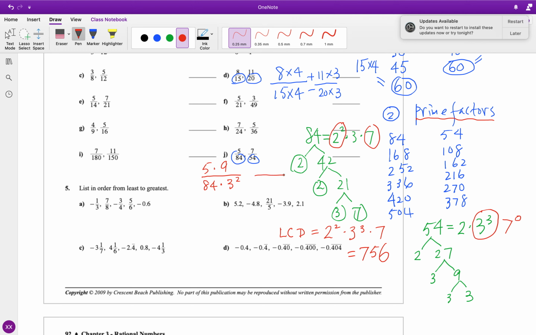Now your 54, you have 2 to the power 1, but there's no 2 to the power of 2 as we picked, right? 2 to the power of 2. So you've got to multiply by another 2, and then you have to multiply by 7. So that means 54 needs to be multiplied by 14. That gives us 756. Therefore, your top 7 has to be multiplied by 14. Hey, that's what we do.